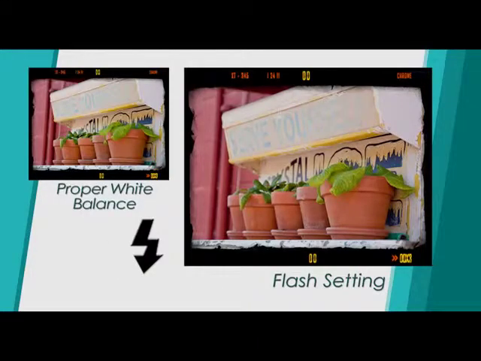The light from your camera's flash is fairly blue in color. It's very similar to daylight. The camera's flash white balance setting will compensate by adding warm tones to the image.